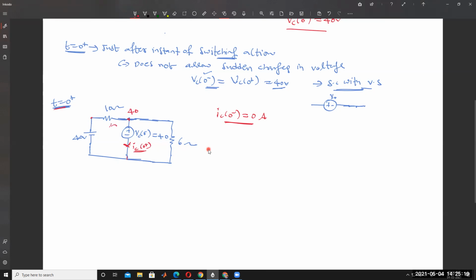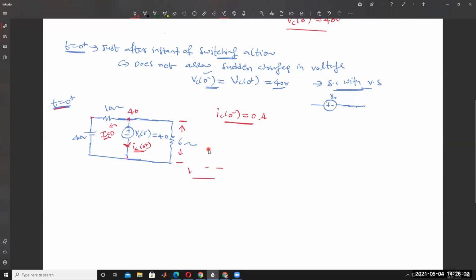And what is the current flowing in this direction? 0, because here 40 volts and here 40 volts, so there is no potential difference between these two nodes. 40 minus 40 divided by 10 ohm is 0. That's why the current flowing in this direction is equal to 0. So the current appears only across the capacitor. The voltage across this 6 ohm resistor is nothing but the current flowing to the capacitor, where VC of 0 minus is equal to 40.